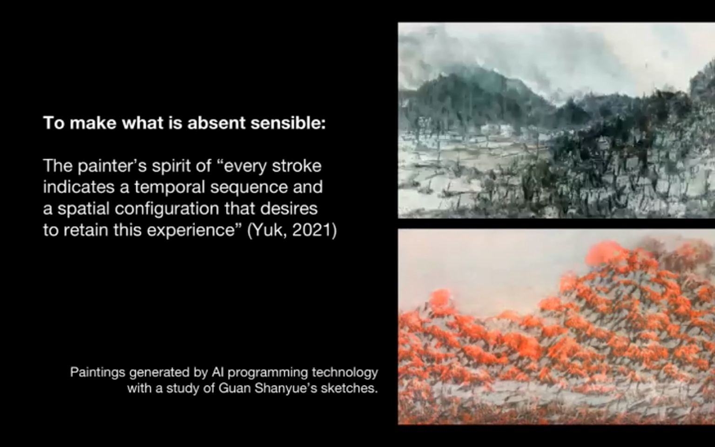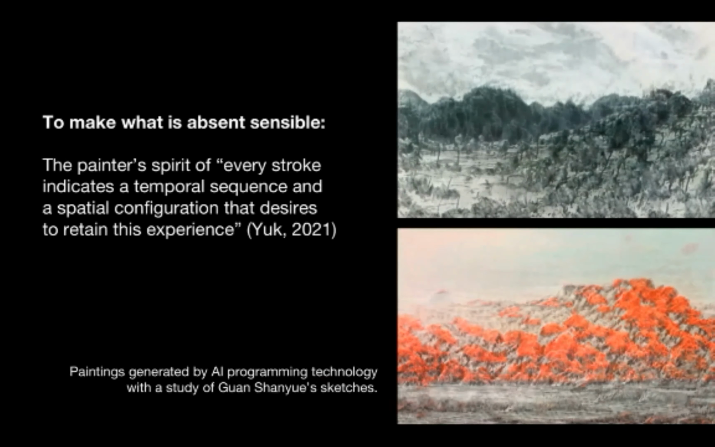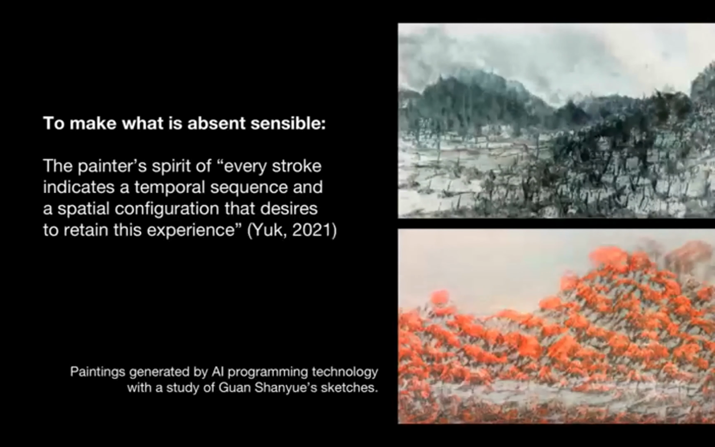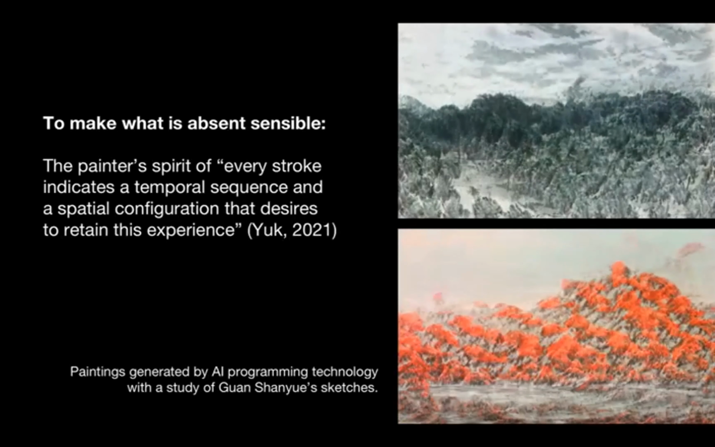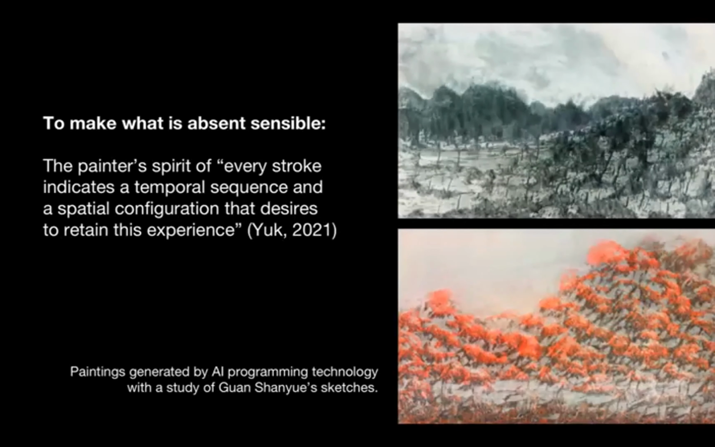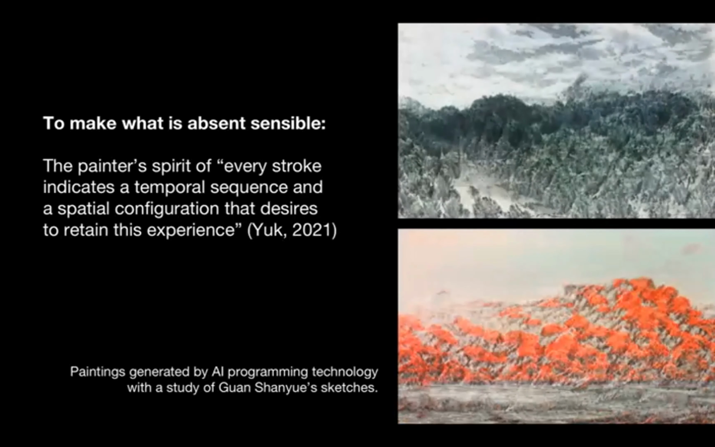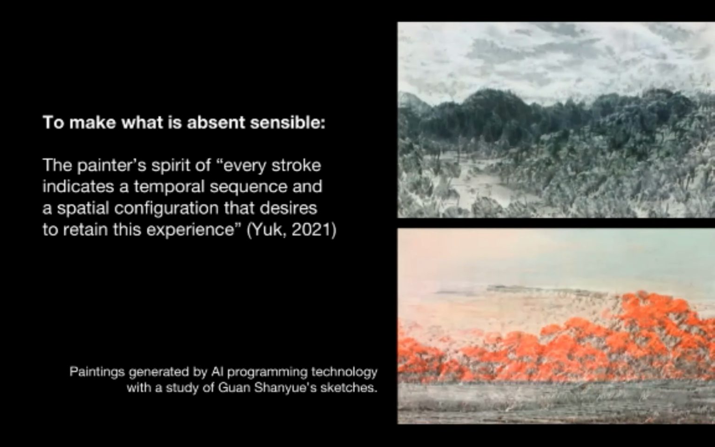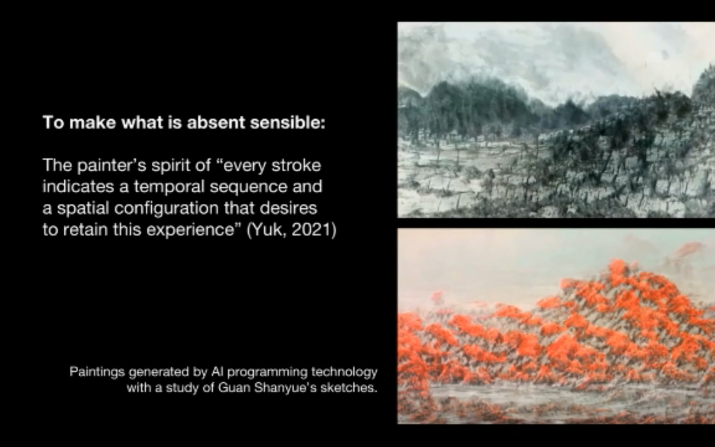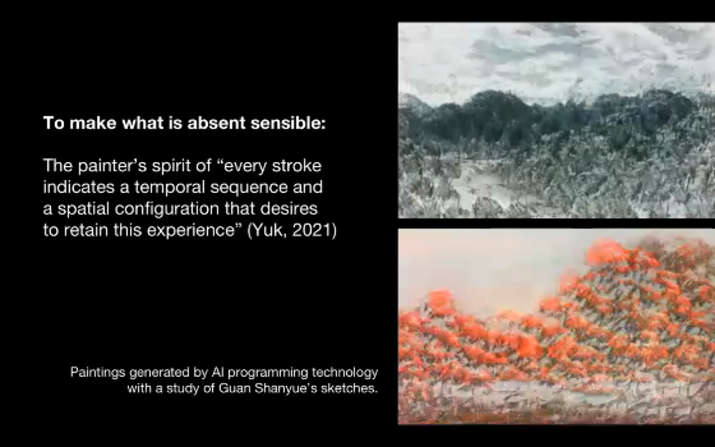So finally, this is an example of AI-generated paintings in the style of Guanshan Yue's work. The deep learning is achieved by analyzing 100 of Guanshan Yue's paintings and results in the ability to imitate the painting style. Two works are selected here: the upper one is Green Great Wall, and the lower one is Plum Blossom. These create works that are never fixed in form by AI, which seemingly allows viewers to witness the process of the painter's creation and gives them a sense of participation in the creative process.